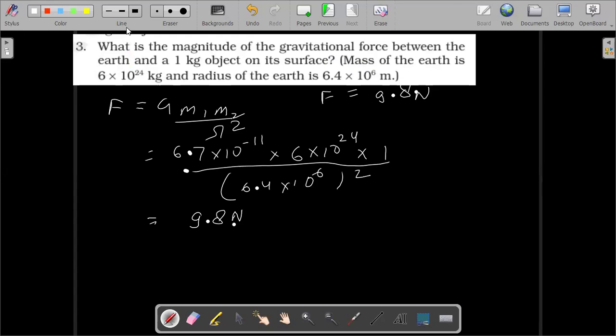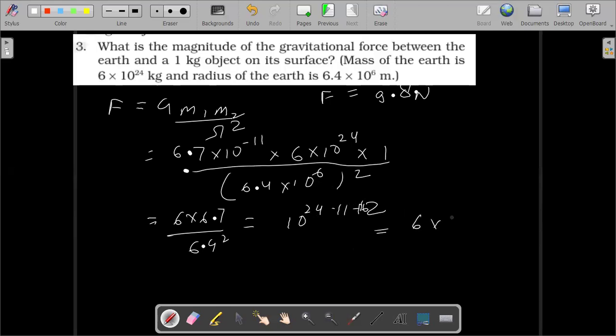Okay. And what is the power of 10 here? Sir, 10 to the power 24 into 10 to the power of minus 11 divided by 10 to the power 12, which will become 10 to the power 1, right? So we can write it as 6 multiplied by 6.7 divided by 6.4 squared, and here it should be 10 to the power 24 minus 11 minus 12, since 6 times 2 is 12. So minus 11 minus 12 becomes minus 23. 24 minus 23 gives 10 to the power 1, which is 10.